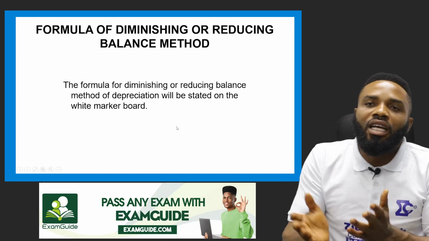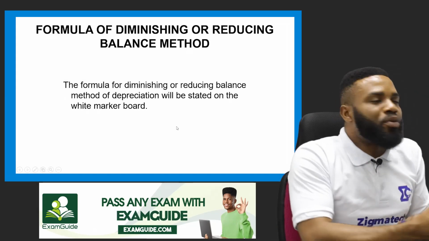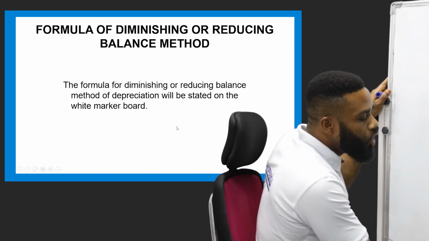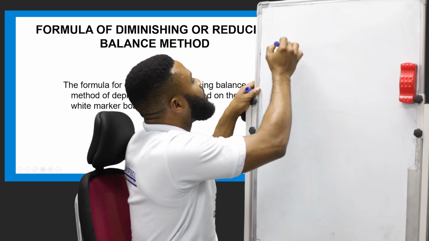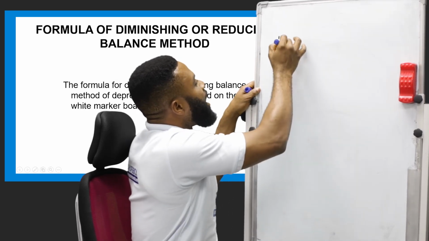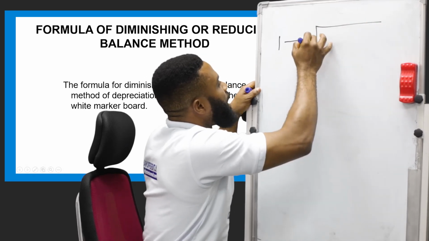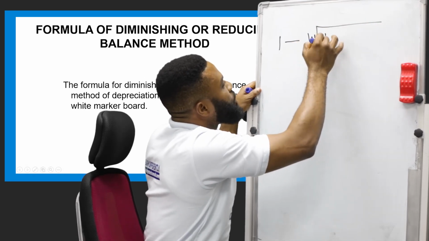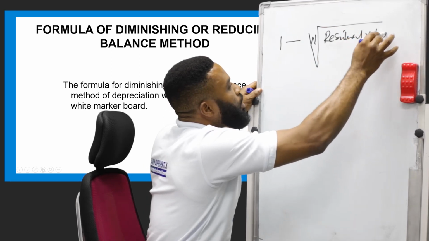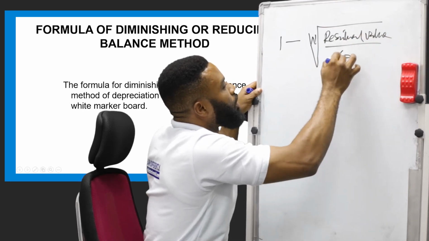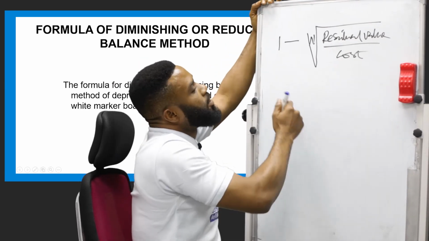Let's quickly look at the formula. The formula for calculating the depreciation rate using the reducing balance method is very simple. The formula is simply 1 minus the nth root of the residual value all over what? Cost. This is how to find the percentage.